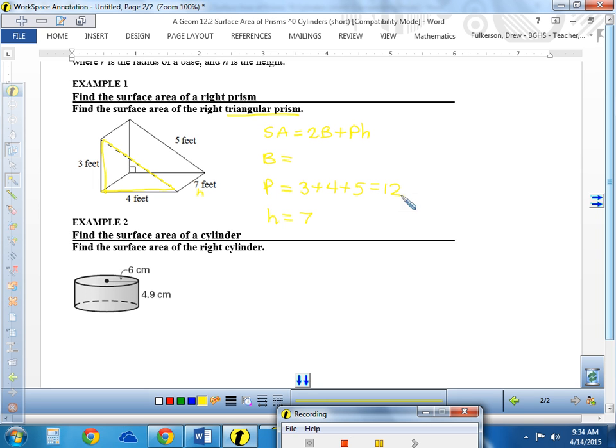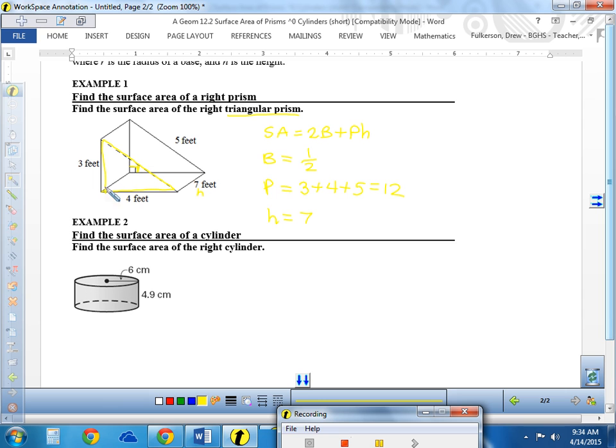Now another part that people have trouble with is the area of the base. So we've got to find the area of this triangle, and for some reason some people forget the formula for area of a triangle. That is 1/2 base times height. So 1/2. Now we've got to decide which of these numbers are my base and height. They are the numbers that meet at the right angle.